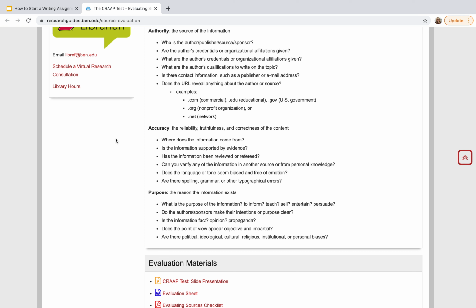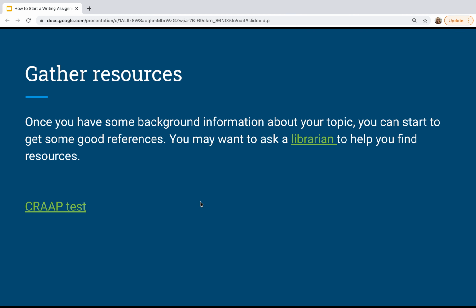And then finally, the purpose. What is the reason that this information has been published? If, for example, an article says that people who wear glasses are seen as more attractive, is that article by LensCrafters or some other glasses company? Are they trying to sell you something? Are they trying to entertain you? Are they trying to make you laugh or persuade you? Thinking about the purpose of the information is important as you look at a resource.